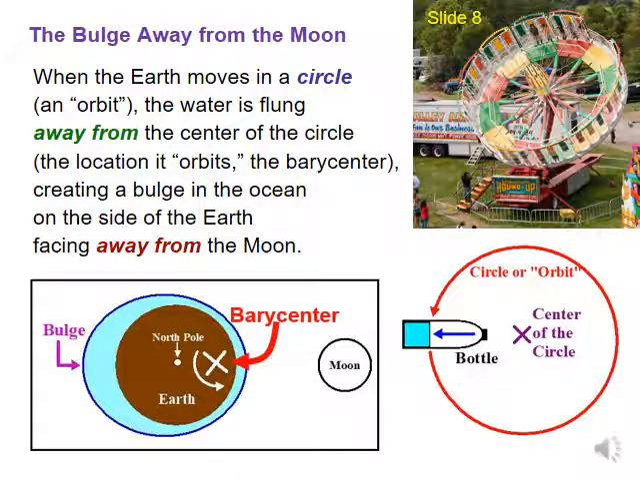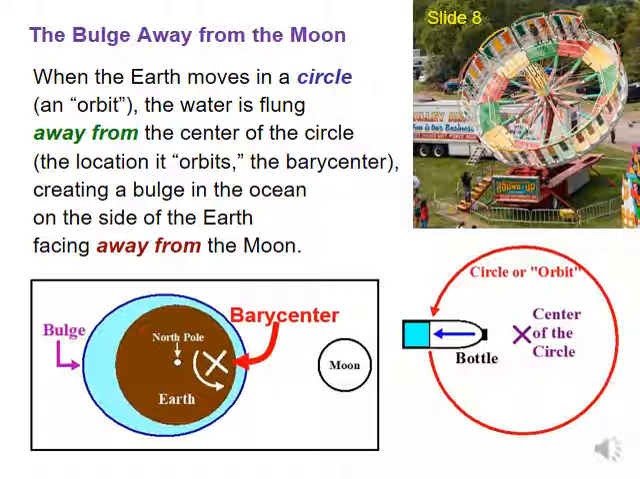Slide 8. The other bulge, water, sloshes away from the Moon due to the Earth's orbit around the barycenter. The ocean's water also goes around the barycenter with the Earth, but the ocean's water is not solid, so it sloshes around.